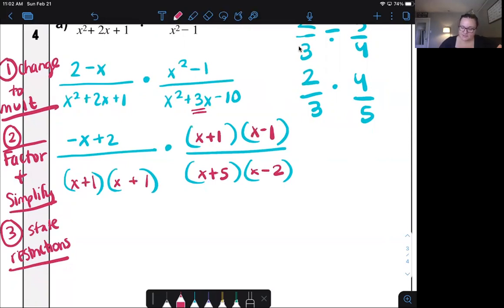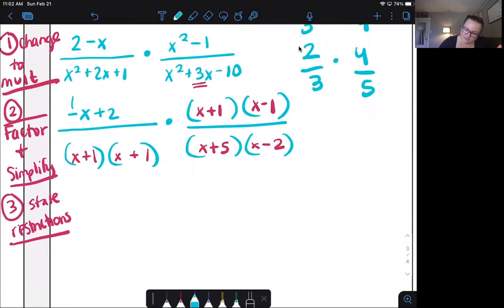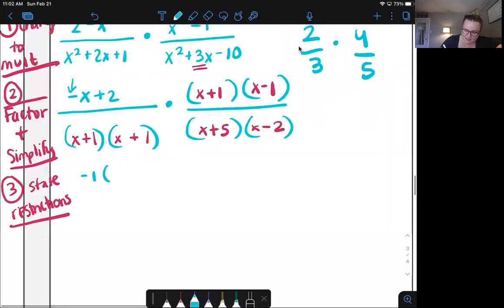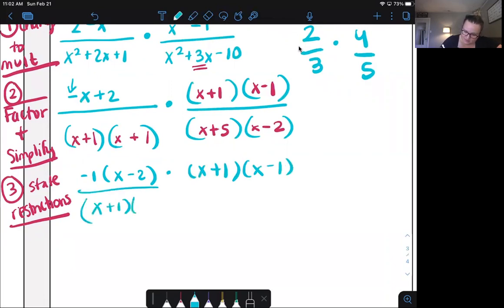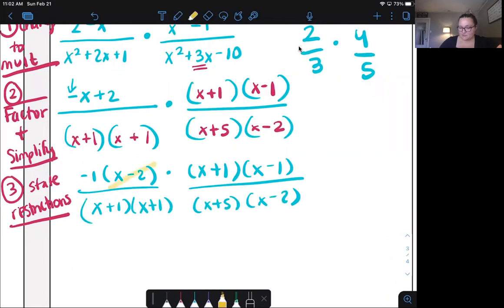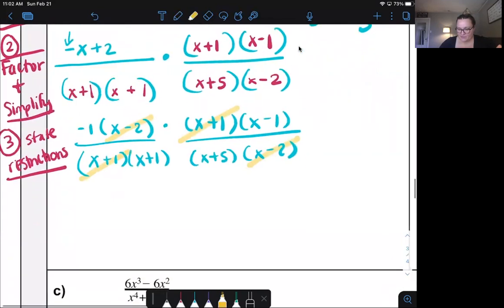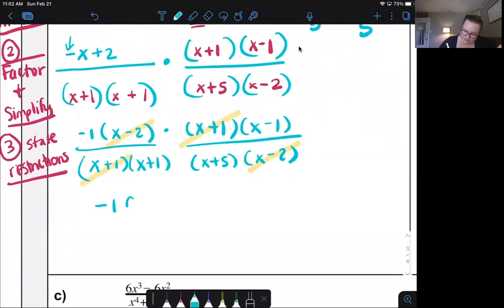Now, negative x plus 2, we can factor that because the first term is a negative. So I'm going to factor out a negative 1, and I'm going to get x minus 2. X plus 1 times x minus 1. X plus 1 times x plus 1. X plus 5 times x minus 2. All right, so now I see x minus 2 divided by x minus 2 will cancel. X plus 1 will cancel. So I'm left with a negative 1 times x minus 1 over x plus 1 times x plus 5.